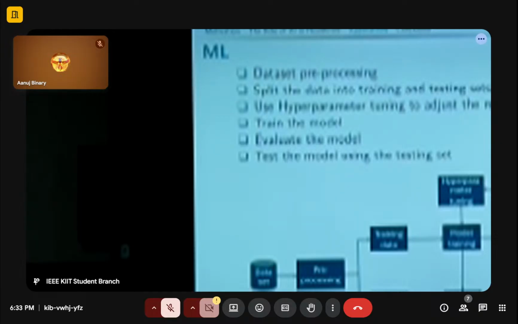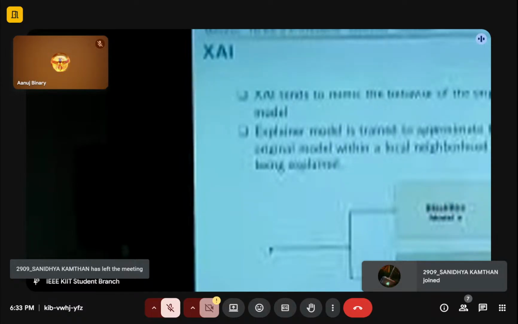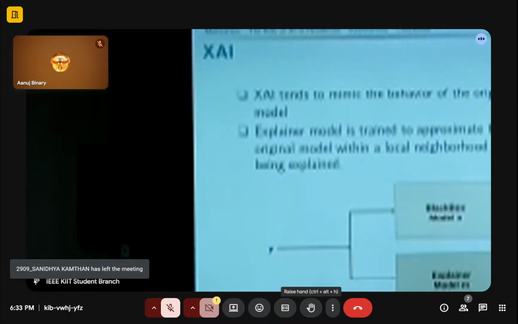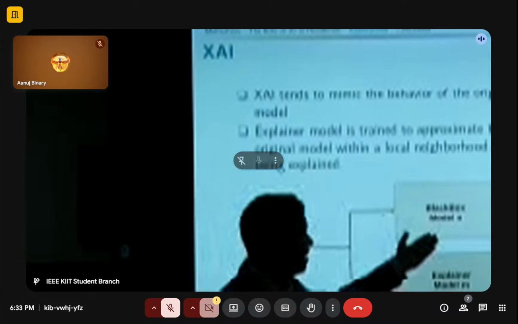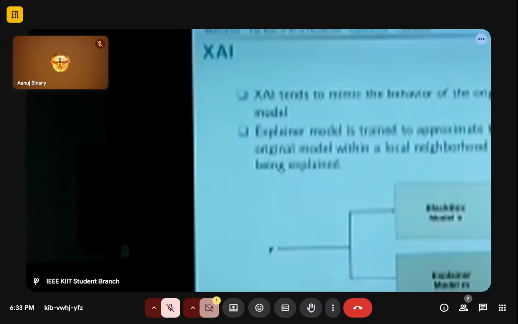Now I have told you the entire ML process, training and testing, which all of you know: the data is split into 80 and 20, with 20% for testing and 80% for training the data set. Now explainable AI, this is the black box model. Previously we discussed whether a person has kidney disease or not, the instance being explained. So it will explain your black box model.